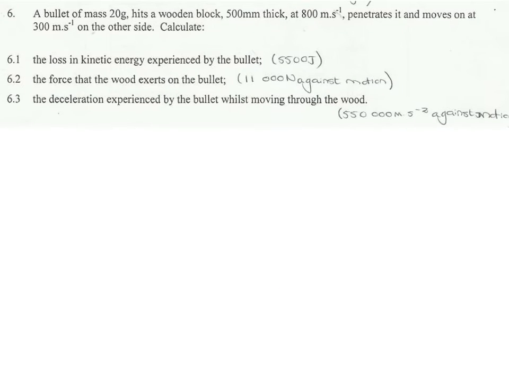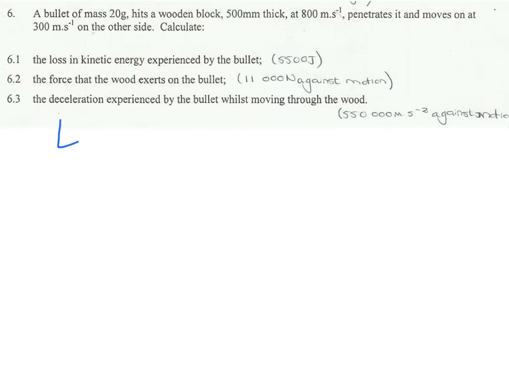We've got a bullet, and we've got a mass of 20 grams. I'm going to convert that into kilograms, so it's going to be 0,02. It hits a wood block 500 millimeters thick. That just tells me how thick the wood block is. It moves at 800 meters per second. It penetrates it, and it moves on. So it goes through that distance and then comes out the other side at 300 meters per second. Calculate the loss of kinetic energy experienced by the bullet.